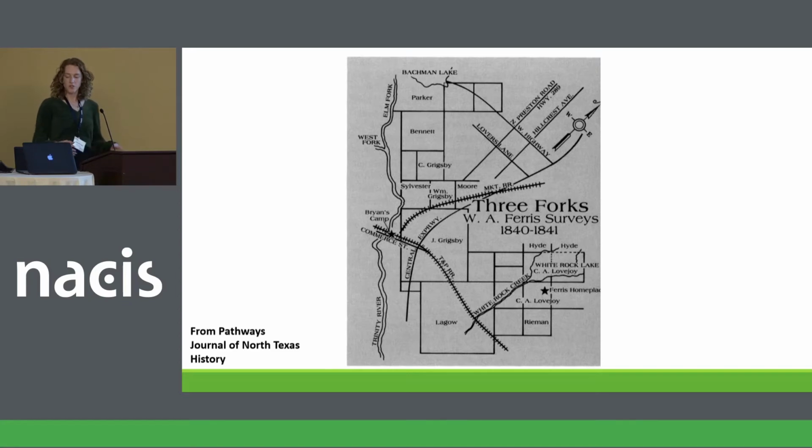Regardless, these are the original plots of land that were parsed out by the original survey to the early settlers in Dallas. This would be in the early 1840s. But W.A. Ferris and the original regime that settled the city of Dallas, and where that is now, had a very peculiar history.